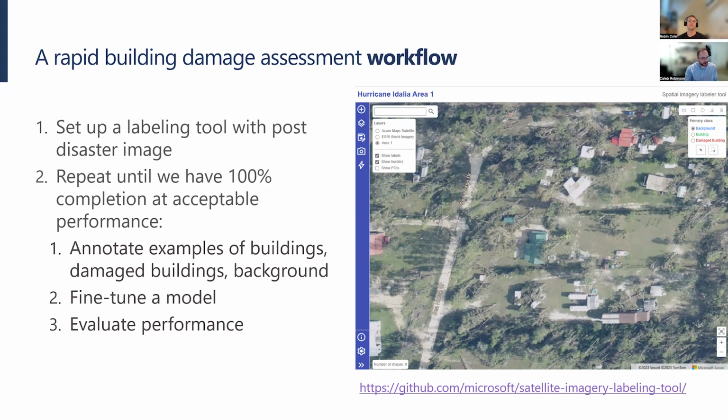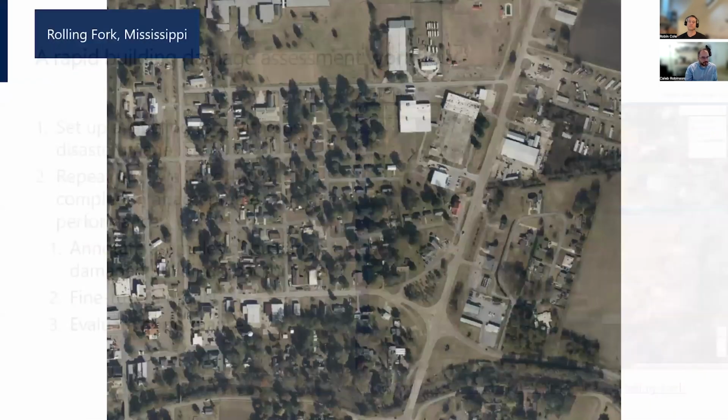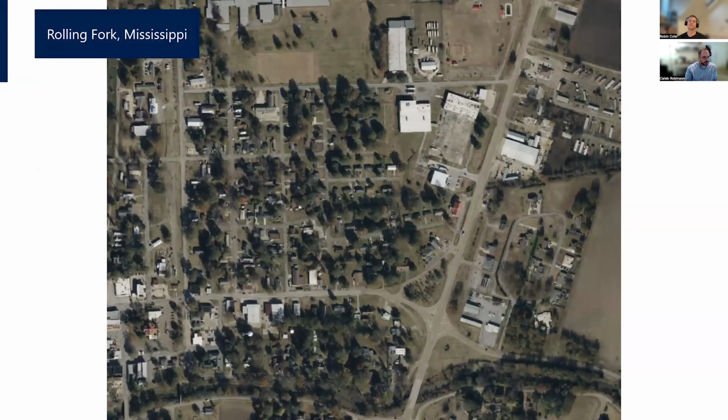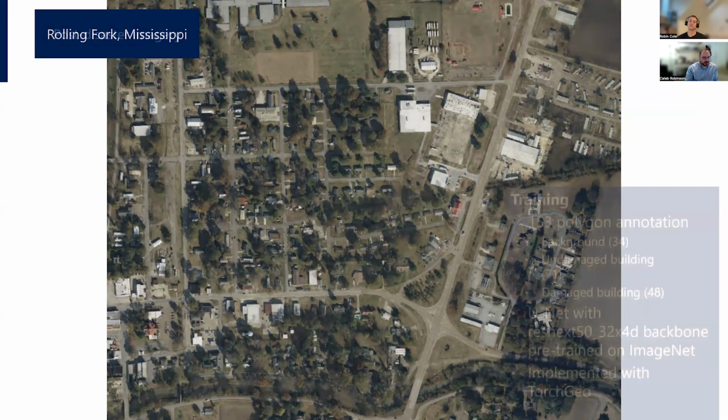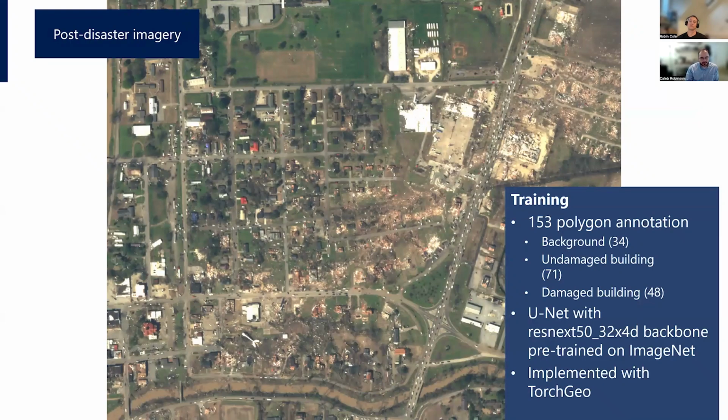Fine-tuning a model from scratch and evaluating that performance on a held-out validation set. And if you just repeat this for a couple of iterations, we found that you're often getting really, really good performance with a small number of labels. So here's an example of Rolling Fork, Mississippi. There was a tornado that hit this town, and we partnered with American Red Cross in order to do a disaster response here. So for training, we did 153 polygon annotations spread again between the background, undamaged building, and damaged building classes. Tuned a UNet with basic ImageNet pre-training setup.